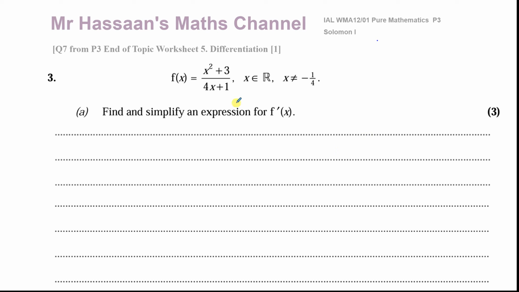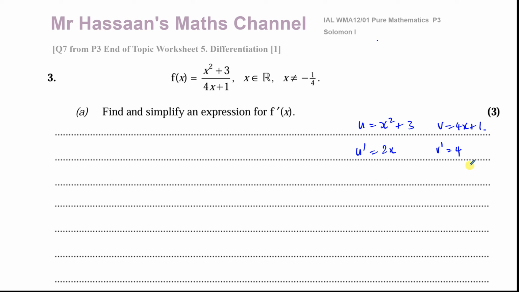For the quotient rule, you must call the numerator u, so that's x squared plus 3, and you must call the denominator v, so that's 4x plus 1. Then you find the derivative of the numerator, u dash, which is 2x, because the 3 is a constant and becomes 0 when you differentiate. And v dash, the derivative of 4x plus 1, is just 4.